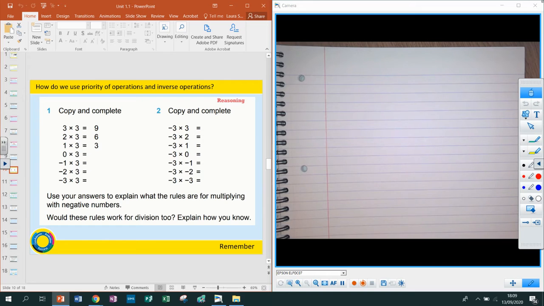Today we're going to look mainly at function machines, but before we actually look at those, I'd like you to try the remember task, okay, and that's going to allow us to come up with our rules for multiplying and dividing with negatives. So have a go, then press pause, and when you're done, press play, and we'll go through the answers.